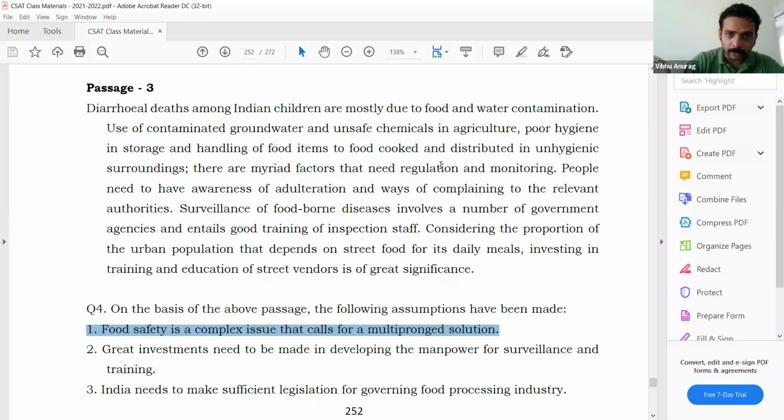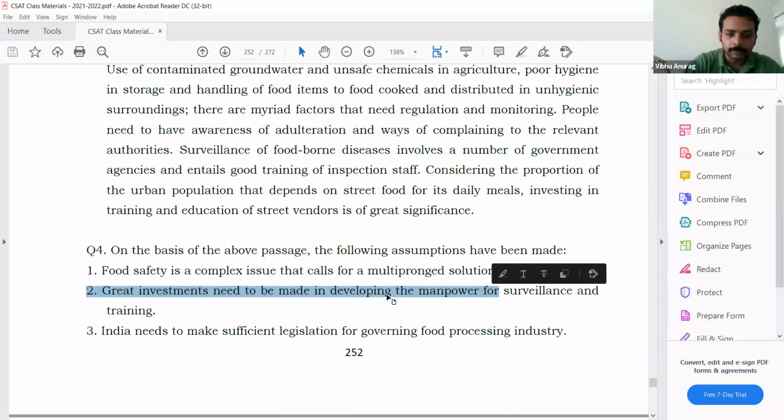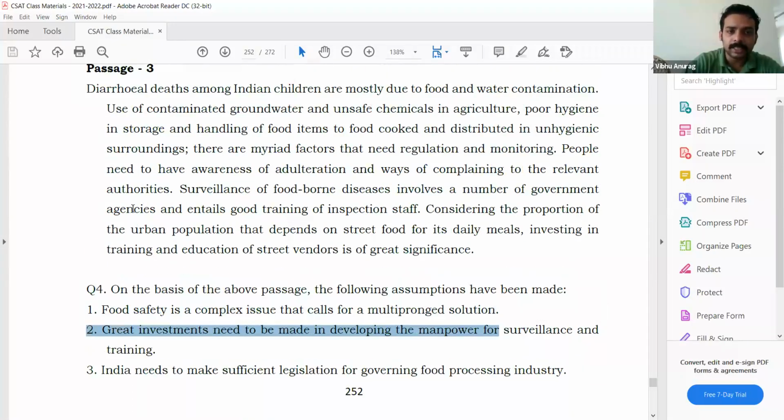It has to be tackled from multiple angles because he says it involves a number of government agencies and good training of inspection staff. So the author believes in the first assumption. Second one, great investments need to be made in developing the manpower for surveillance and training. Again, yes, because he's saying here it entails good training of inspection staff.